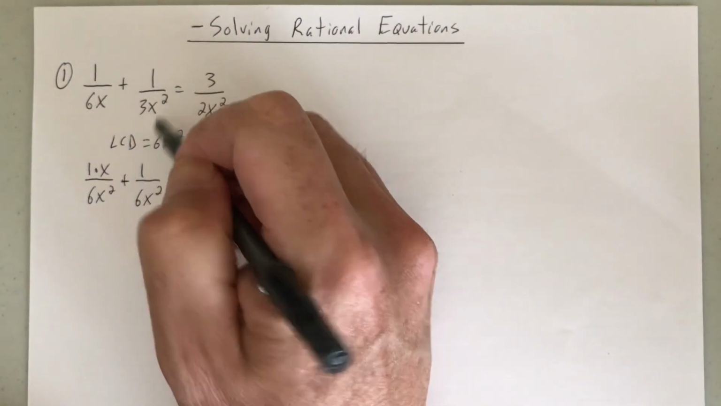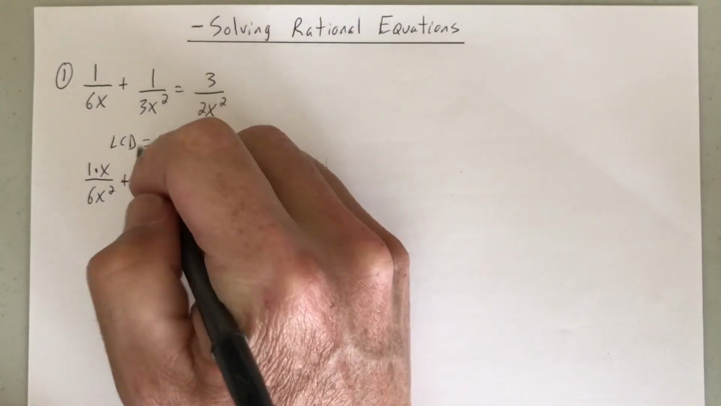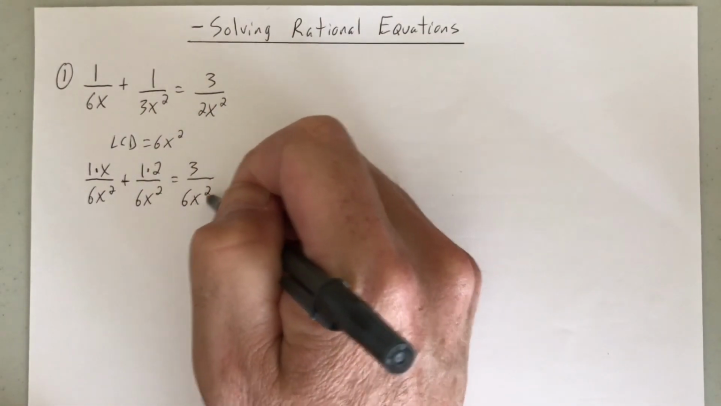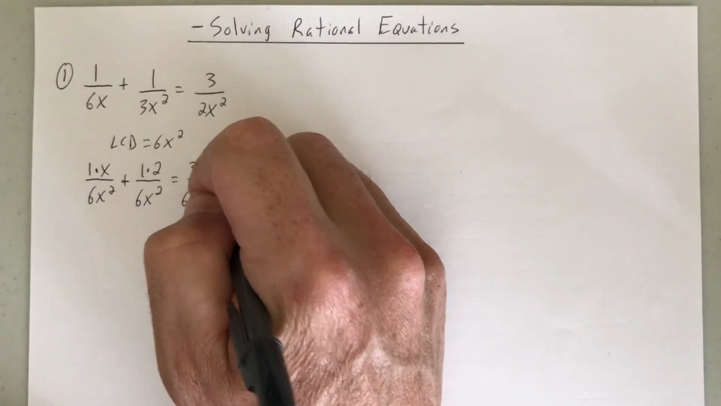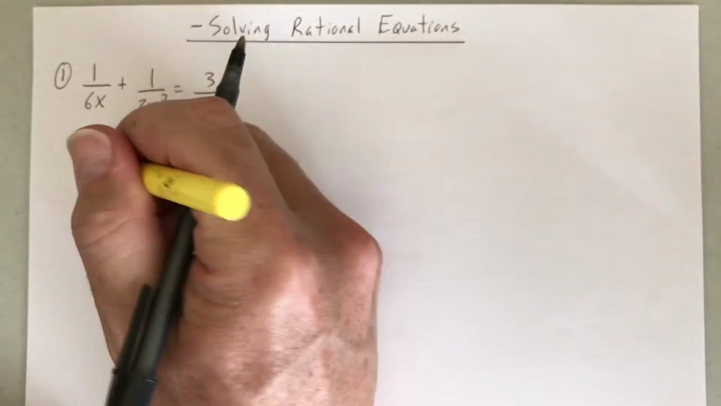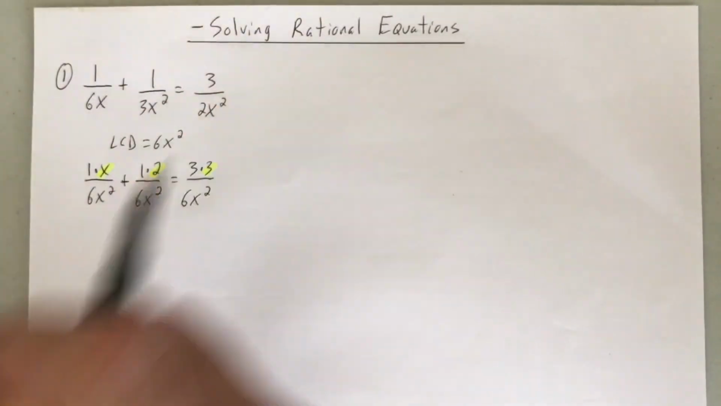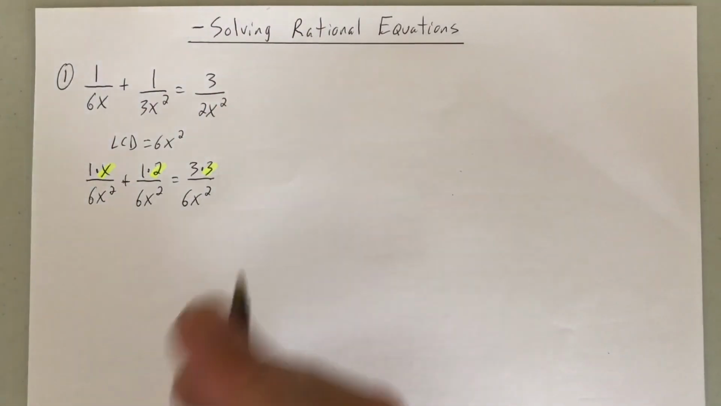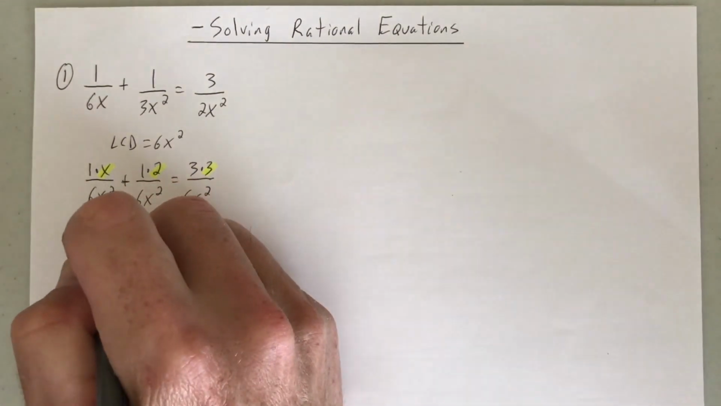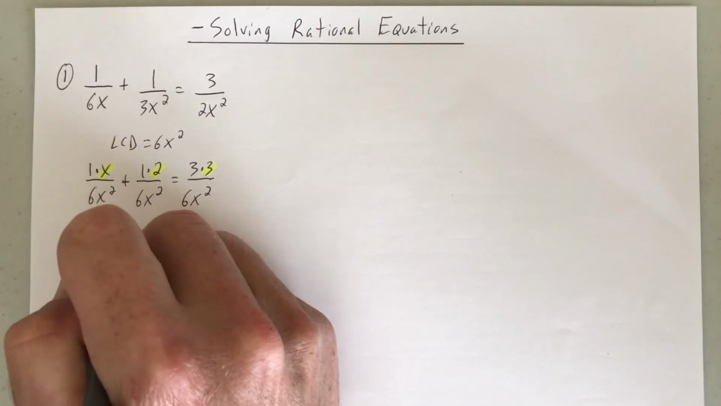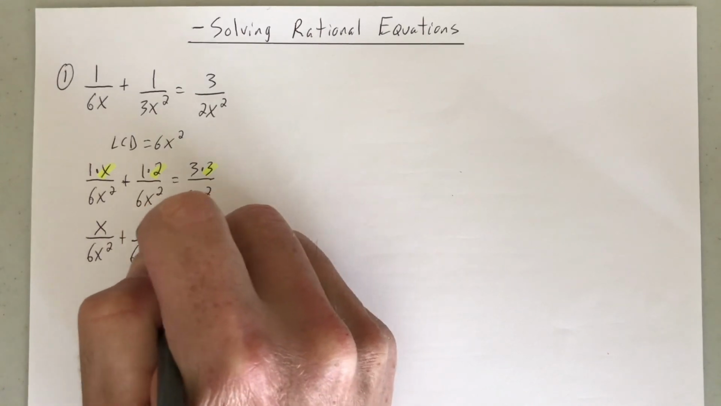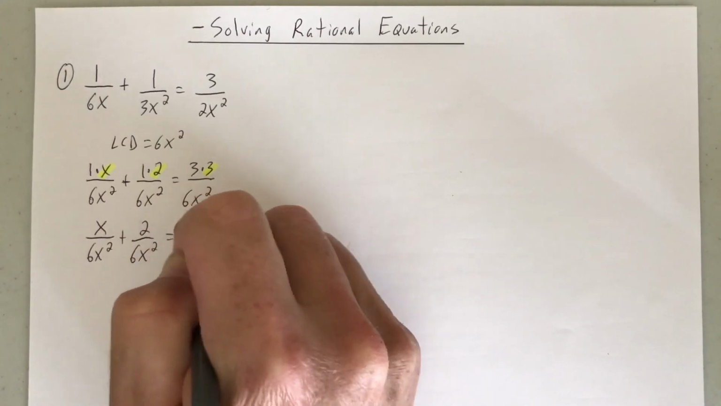In order to make a 3x squared a 6x squared, I have to multiply the top and the bottom by 2. And then in order to make a 2x squared a 6x squared, I have to multiply the top and bottom by 3. So this is what I do to correct for the numerators. And now I can just go ahead and simplify the numerators. So that's going to give me x over 6x squared plus 2 over 6x squared is equal to 9 over 6x squared.